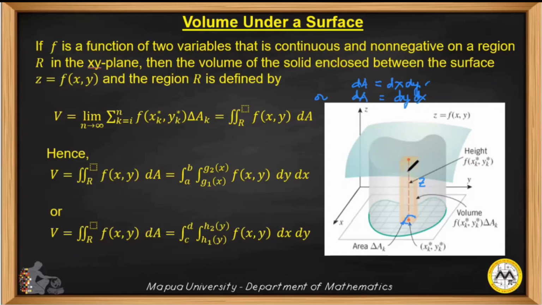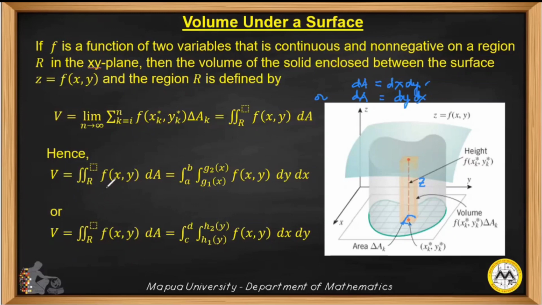Just imagine that there are infinitely many rectangular posts, or rectangular parallelepipeds, and the summation of the volume of these infinitely many elements, which is the summation of the height z times the base area, the differential of A, where k goes from 1 to n, and evaluating the limit as n increases without bound gives us the volume of the solid. It is equal to the double integral of f of x, y times the differential of A over the region R. Again, the differential of A may be in the order dx dy or dy dx, depending on whether it is horizontally simple or vertically simple, respectively.